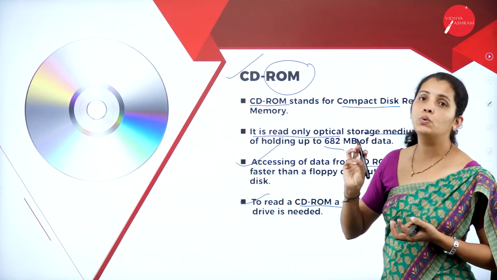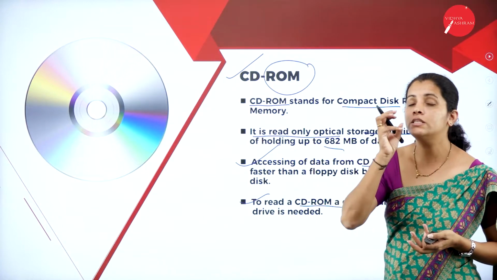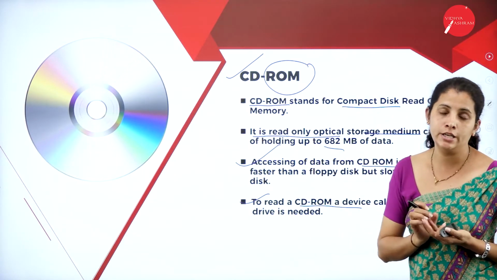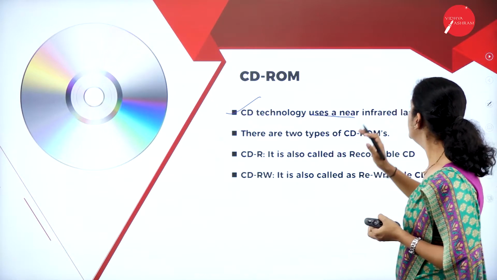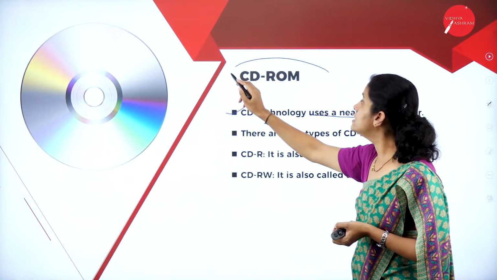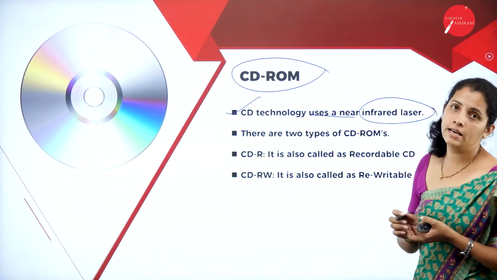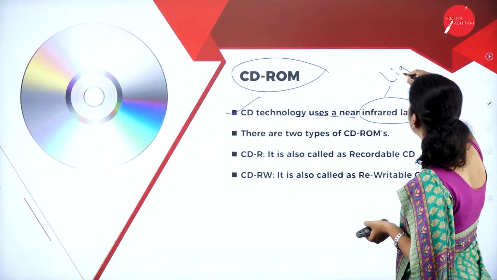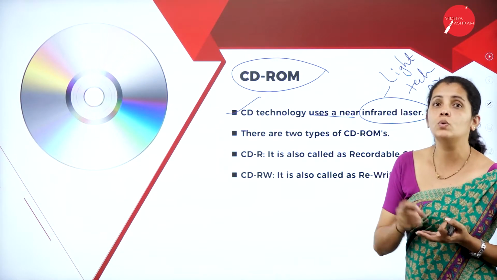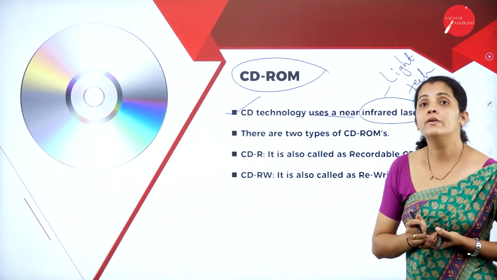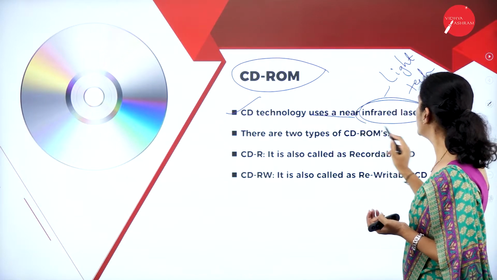That means suppose I want to place my CD-ROM, then I must have a CD-ROM drive. With the help of the CD-ROM drive, I can place my CD-ROM, then I can read the data. CD technology uses a near infrared laser. That means here the CD-ROM technology uses infrared technology. When I use an infrared laser, once again it is nothing but light technology, or the laser beam. That means if I want to write data onto the CD-ROM, or read the data which is stored on the CD-ROM, I can achieve that with the help of infrared laser.